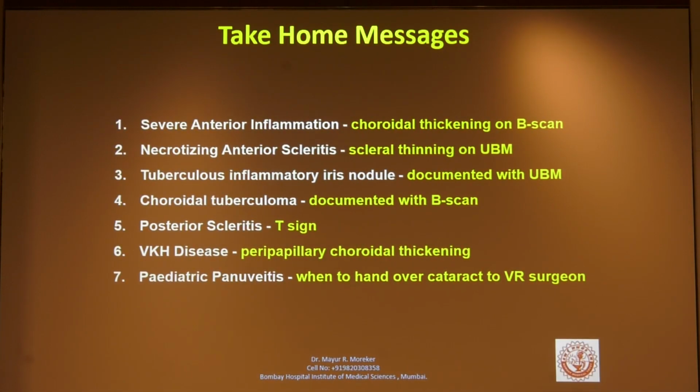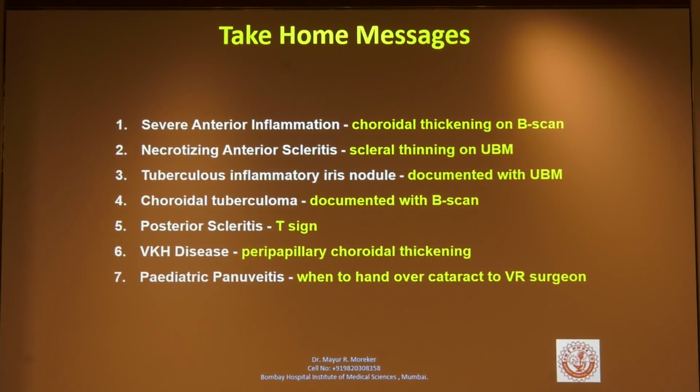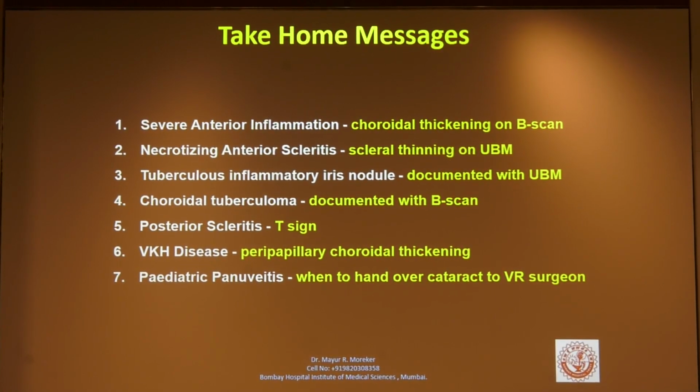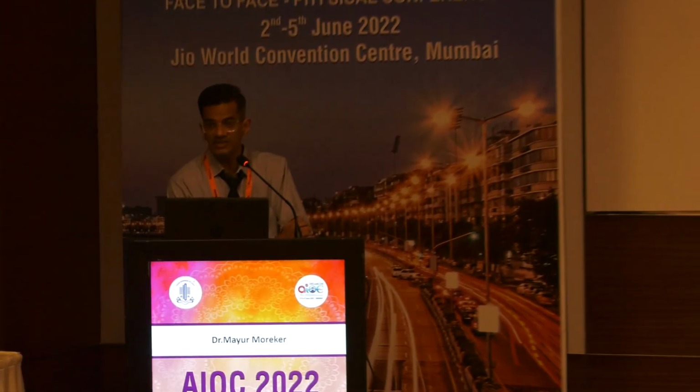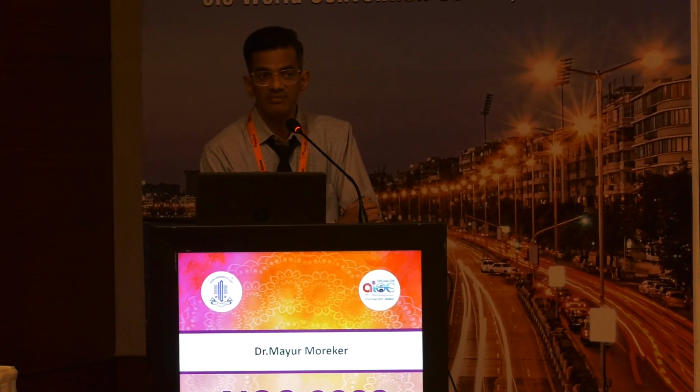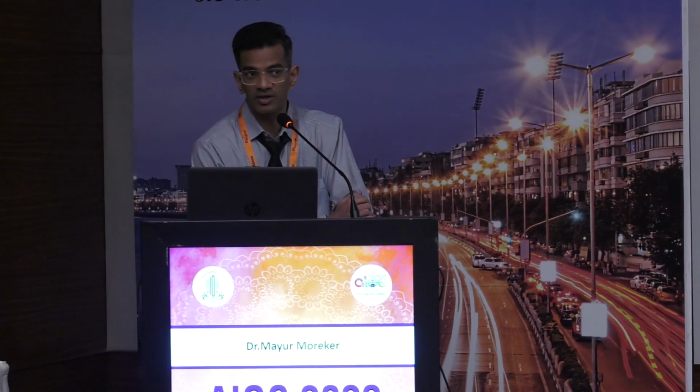So coming to the last, the take-home message: in severe anterior segment inflammation, it is always best to do a B scan to look for posterior segment involvement. In necrotizing anterior scleritis, one may use a UBM to document the scleral thinning, although it may be very obvious on clinical examination. Whenever you are seeing elevated iris nodules in a case of tuberculosis, it may be a good idea to do a UBM to look for the nodules on the iris. In choroidal tuberculomas, you can document them with B scan. In fact, B scan has multiple features with which you can differentiate between various choroidal masses.